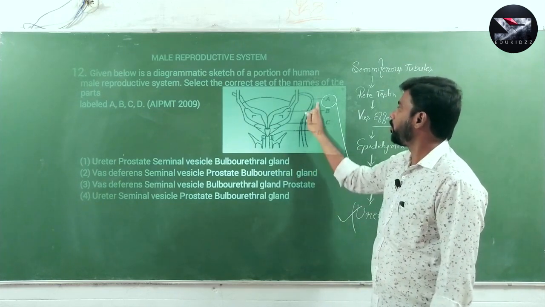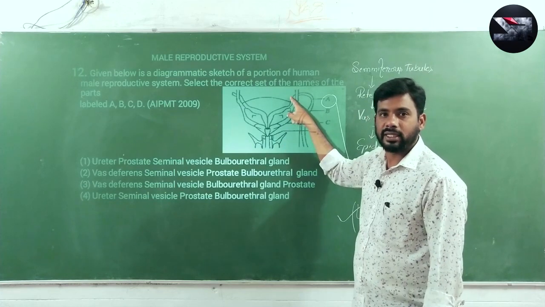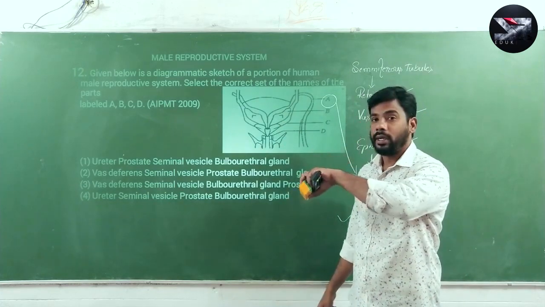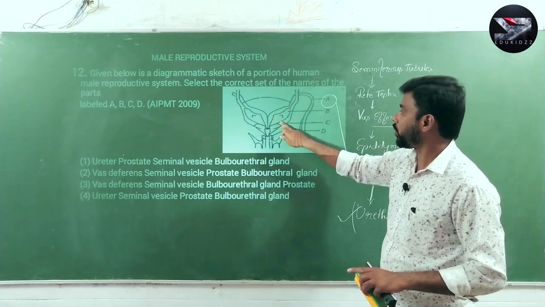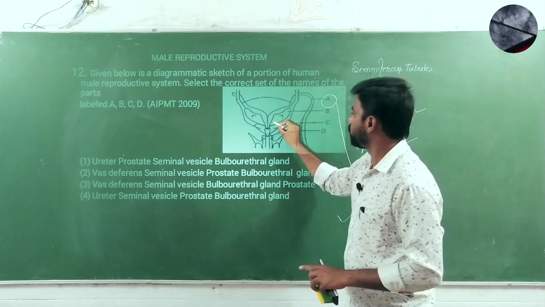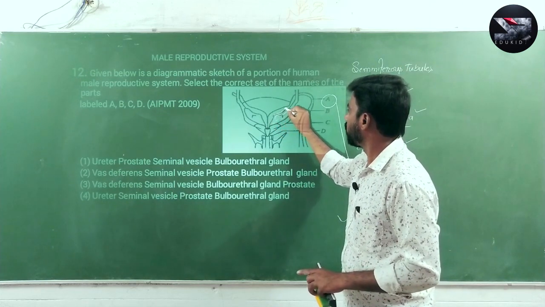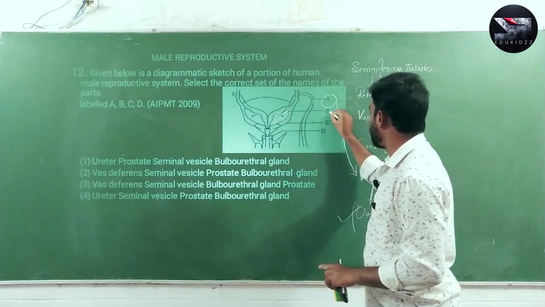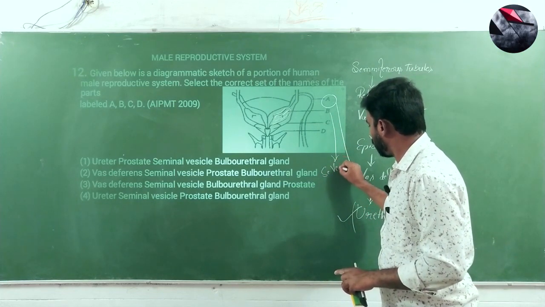Vas deferens ascends to the abdomen. And after ascending, this vas deferens receives a duct from the seminal vesicle. So these structures, this portion you can see here, it is actually the seminal vesicle. Seminal vesicle.